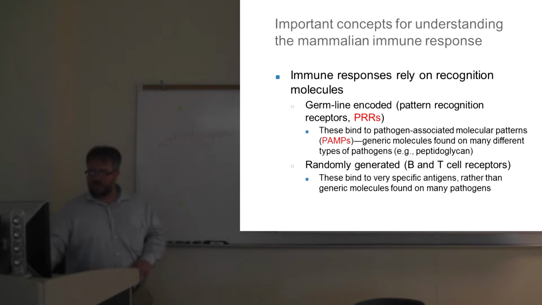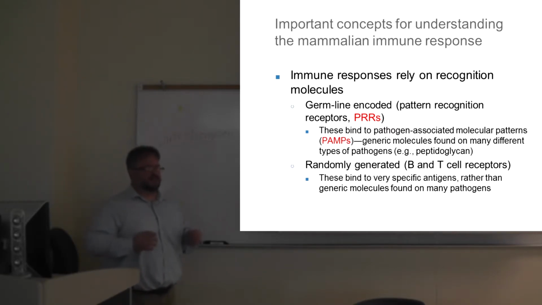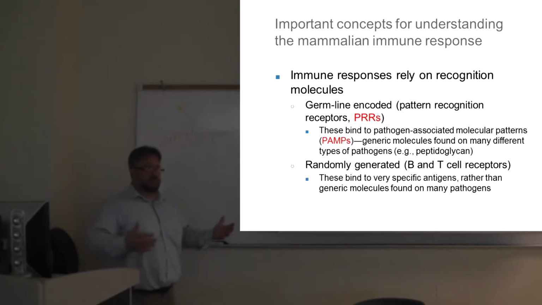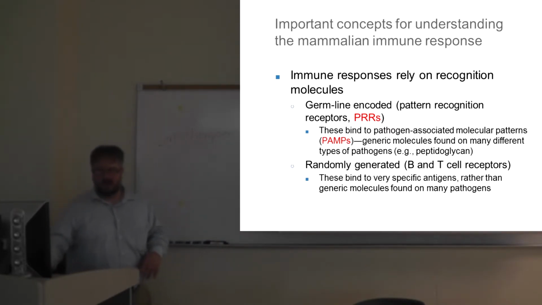Immune responses rely on recognition of molecules, and we have two approaches to this. We have an old school approach that developed early on in evolution and has been around for a really long time, where we have pattern recognition receptors. These are germline encoded, which means that we're all born, you, me, everyone, with pretty much all the same pattern recognition receptors.